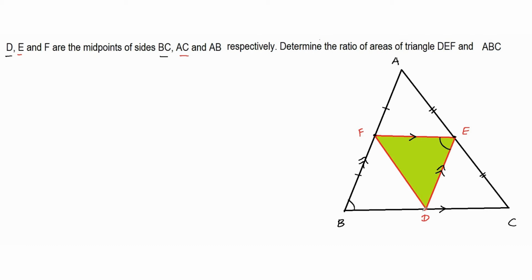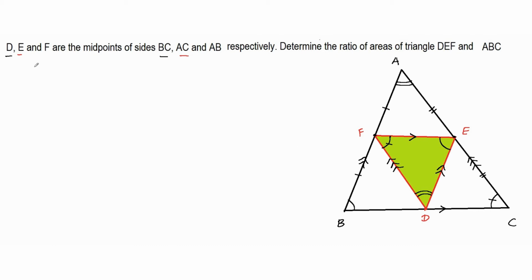Similarly, EFDC is also a parallelogram because EF is parallel to DC, and side DF is going to be parallel to EC. Therefore, I can say that EFDC is also a parallelogram, and opposite angles of a parallelogram are equal. So I can say that angle C is equal to angle F. And a similar argument can be applied for angle A. So angle A will therefore be equal to angle D, right?